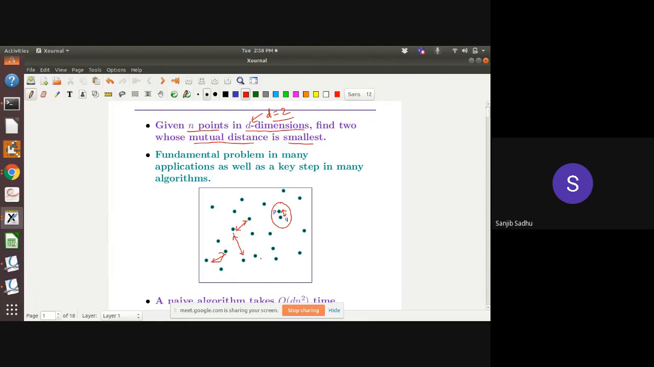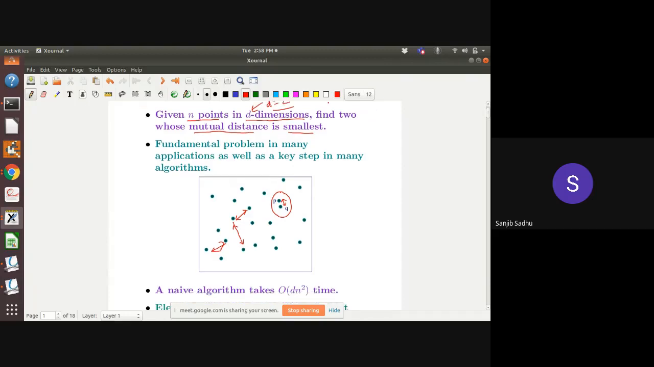So how can I find it? This is the fundamental problem. It has many applications. You can search yourself. Now see what will be the easiest solution, easiest meaning anybody can design. I'll compute the distance between all possible pairs. So how many possible pairs are there?